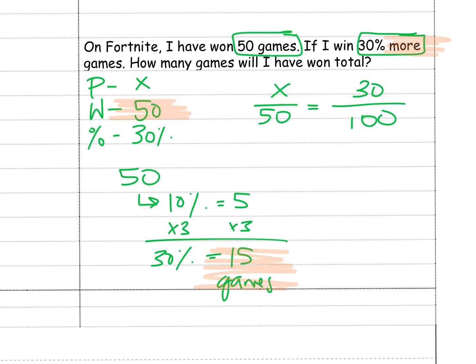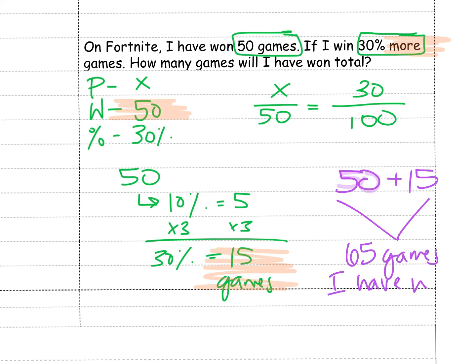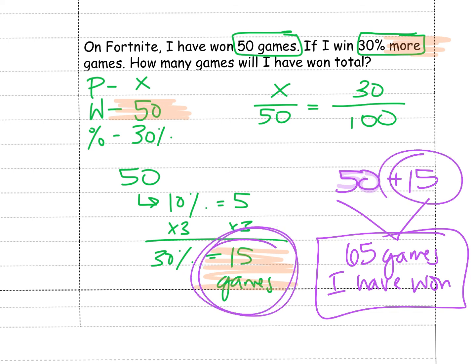How many have I won now? So I had 50 wins, plus I got 15 more. Now I have won 65 games. And so here we have our solution. That is actually our part, because our part was that extra 15 games that we added on to the original winning amount. And so this one's a little trickier just on how it's worded. So it's really important that we think about what the question is asking us to do as we're solving.